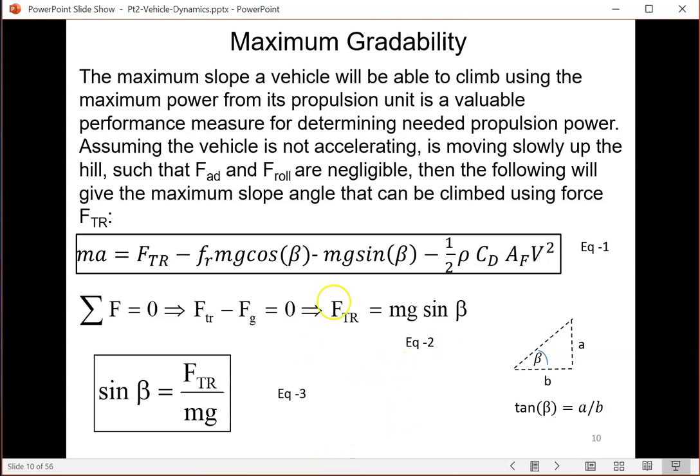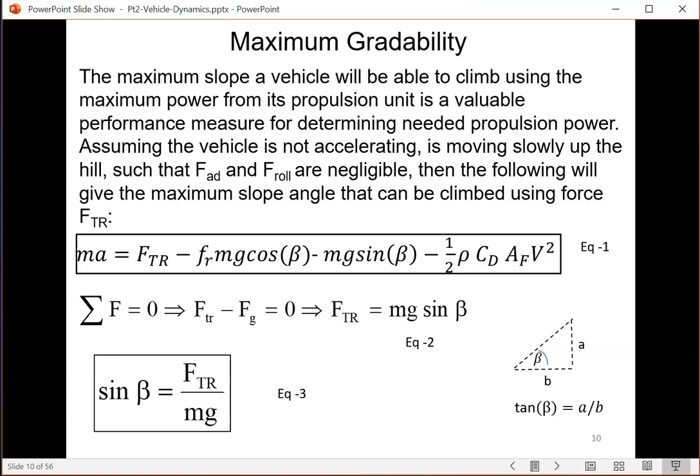That is due to this force, which comes from the engine or electric motor. We know the mass; if you have a car, of course you should know how heavy it is. We know g, which is 9.81 or 10. Therefore, sine beta equals FTR over mg. FTR comes from the engine or the motor, and mg is the gravitational force on the car. So you can work out sine beta, or you can work out beta, the angle of the gradient.